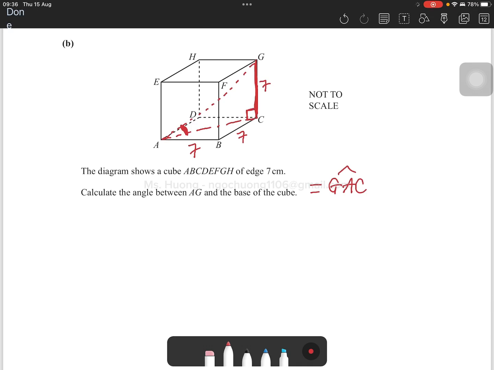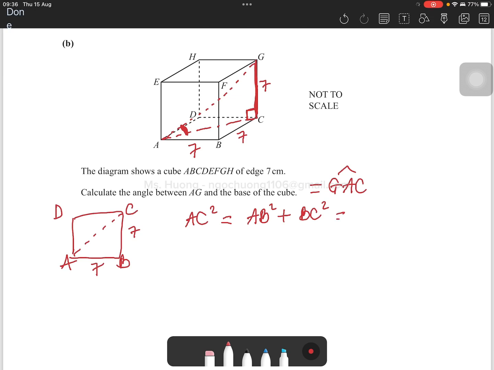And this is a right angle triangle. So first I will try to find the length of AC. You know that ABCD is a square. So to find the length of AC, AC squared is equal to AB squared plus BC squared using the Pythagoras theorem, which means 7 squared plus 7 squared. So AC is equal to the square root of 7 squared plus 7 squared, which means 7 root 2.